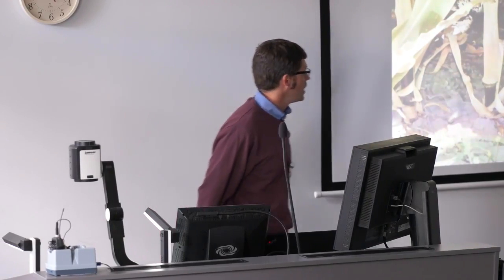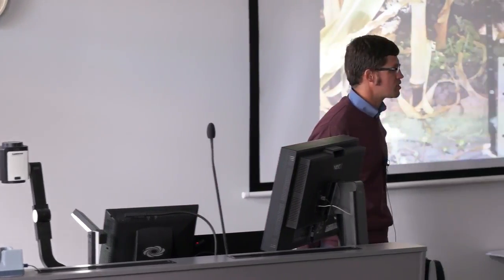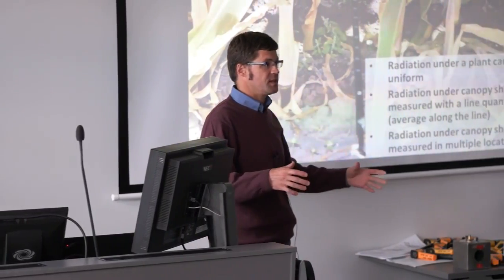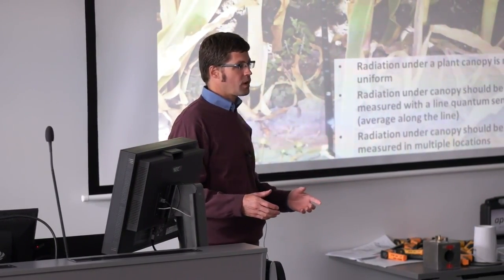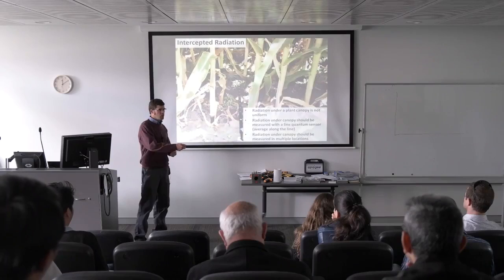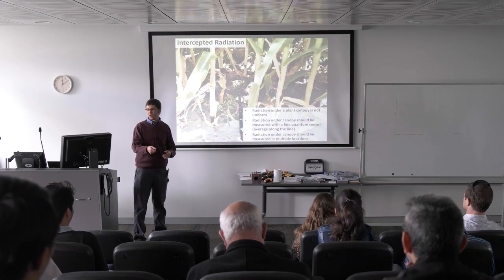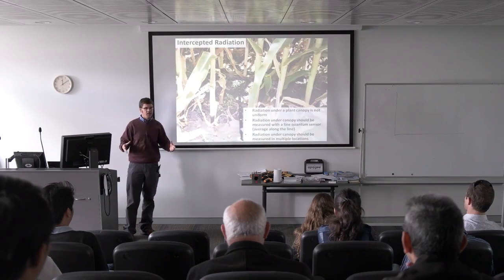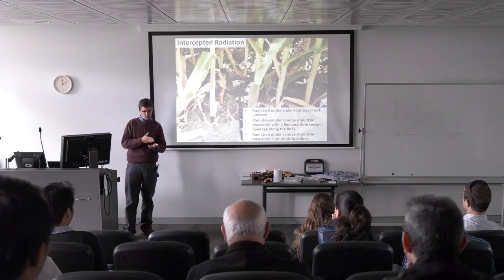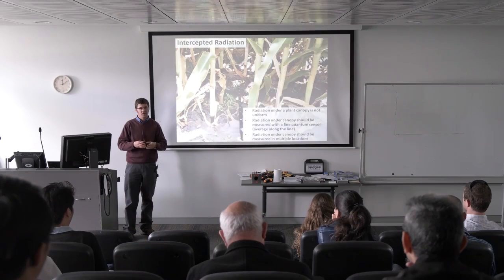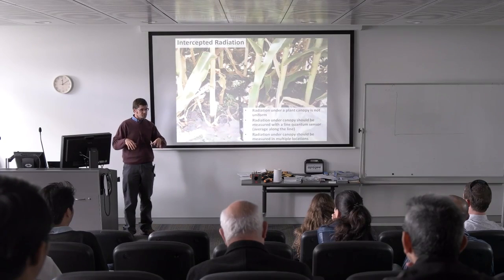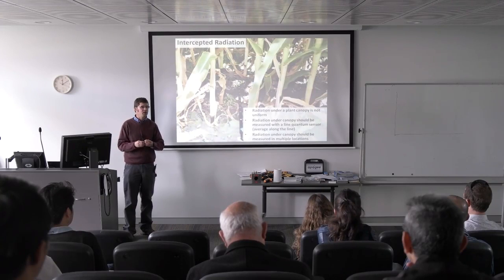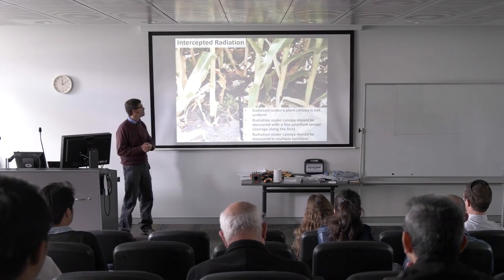And radiation under the canopy should be measured in multiple locations because it's non-uniform. So it often works best to make a measurement in one location, move it, make a measurement in another location, move it, make a measurement in another location, and average the numbers. That way you get a pretty representative idea of what the mean radiation environment is like underneath the plant canopy, and also how variable it is.